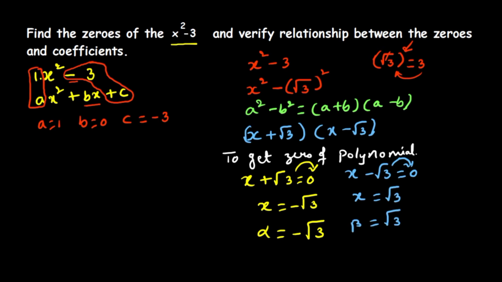Okay. Now we should take alpha plus beta. Alpha is minus root 3 and beta equals plus root 3, or alpha equals plus root 3 and beta equals minus root 3, we can also take. So this is minus root 3 plus root 3, which equals 0, because both get cancelled, and you get the answer 0.